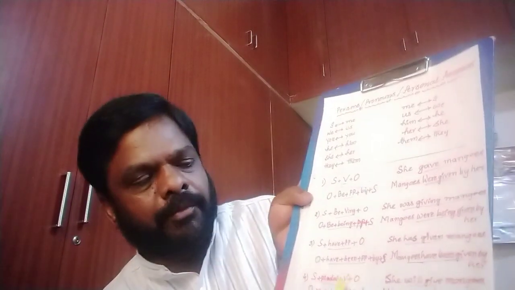In the same way, if the verb has a modal auxiliary, that will become modal auxiliary plus be plus past participle. For example, she will give mangoes. Mangoes will be given by her. So will give changes into will be given. That means modal auxiliary plus be plus past participle.